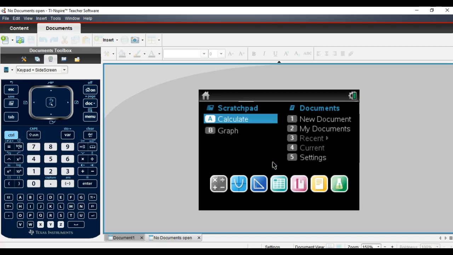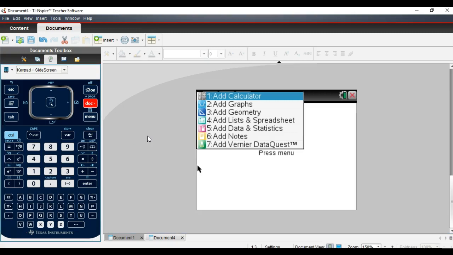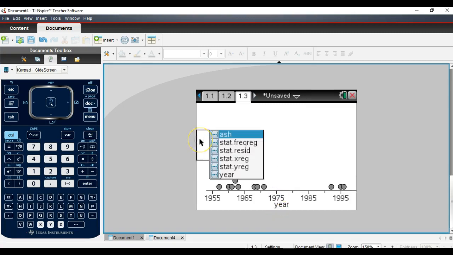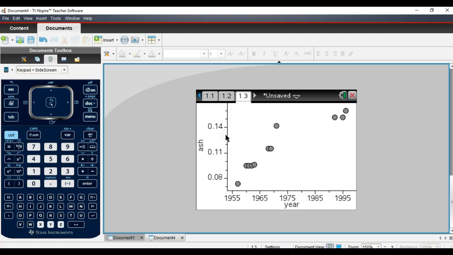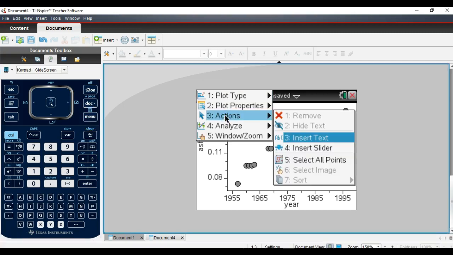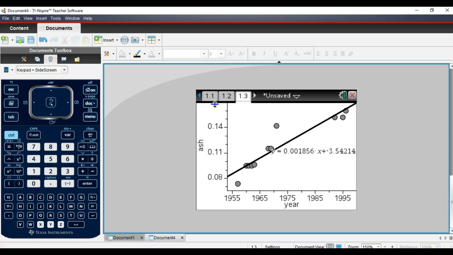So if I graph this, I pause there for a moment, but what do I do? I want to graph this so I can see that line of best fit. So I'm graphing the year versus the ASH. There's my data. And then I could do menu, analyze, regression and show mx plus b. And I see that line that we just came up with a moment ago. So this is telling me that, okay, it looks pretty good to have the linear model here.